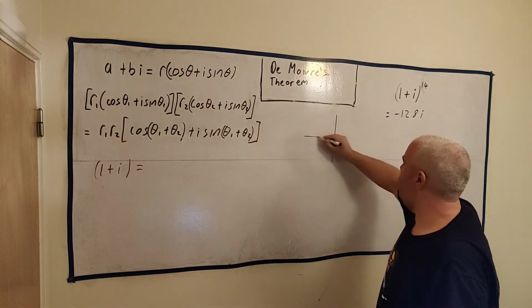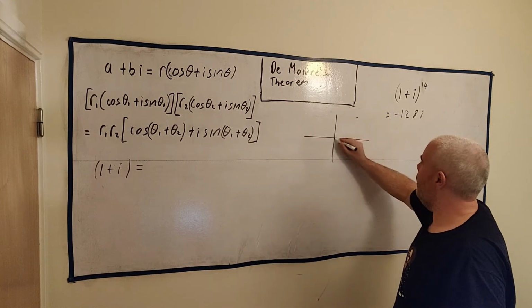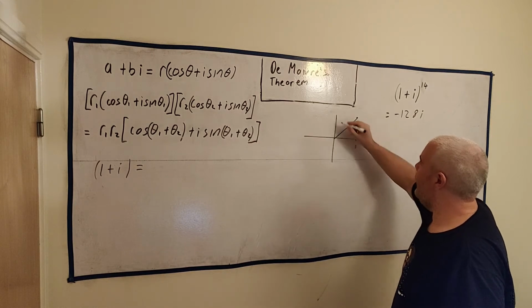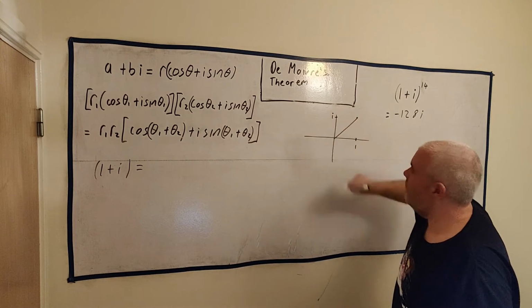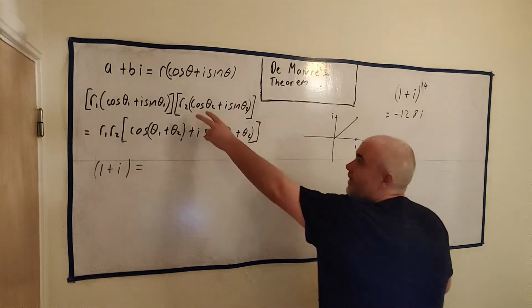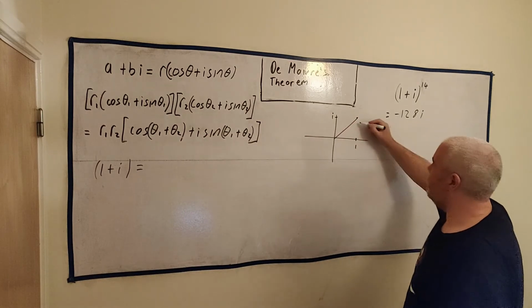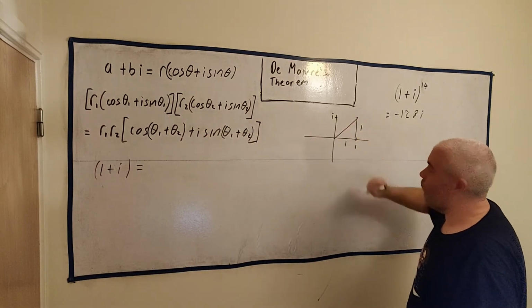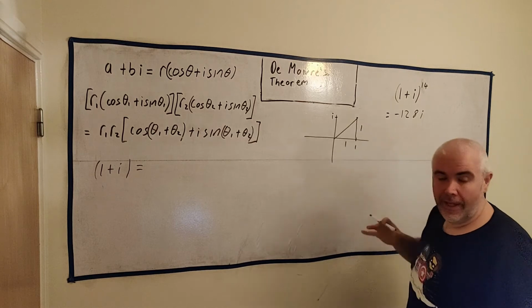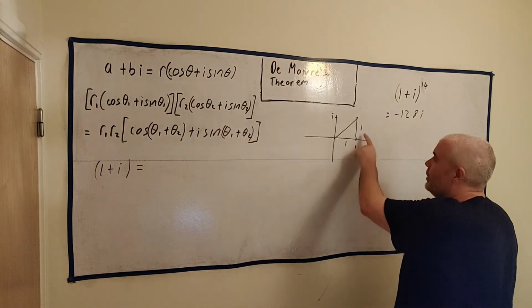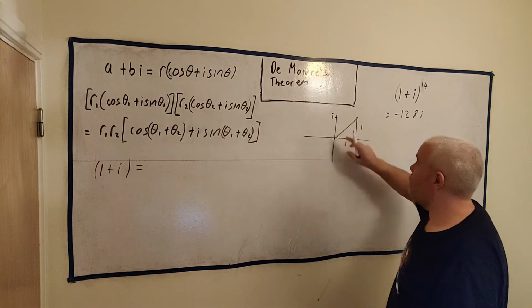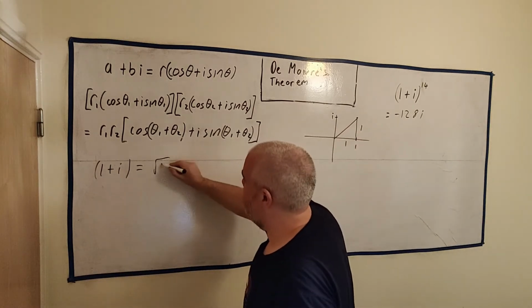So let me draw 1 plus i. That's about here. That's 1 and that's i. So how do we turn it into this form? We just need the r, that's the length here, r. So this is just a triangle. It's 1 high and 1 wide. So by Pythagoras' theorem, 1 squared plus 1 squared is 2. Square root of 2 is r. Square root of 2.